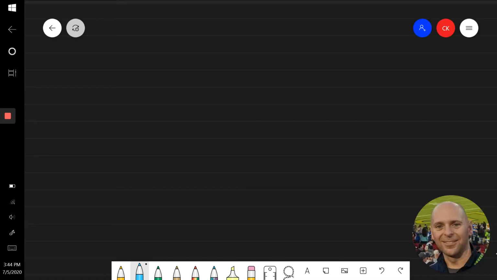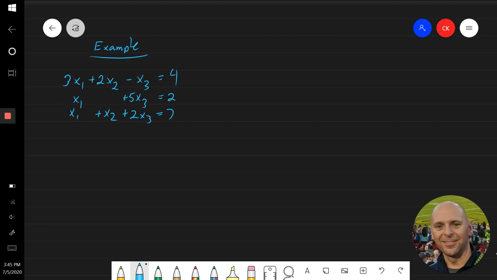We can also use this notation to help us come up with yet another way to represent a system of equations. So here's an additional example. And all of these have various uses, but let's take that system of equations that we were working on. And here again, x1 plus 5x3 equals 2, and x1 plus x2 plus 2x3 equals 7. And we'll extract out these coefficients in a slightly different way.